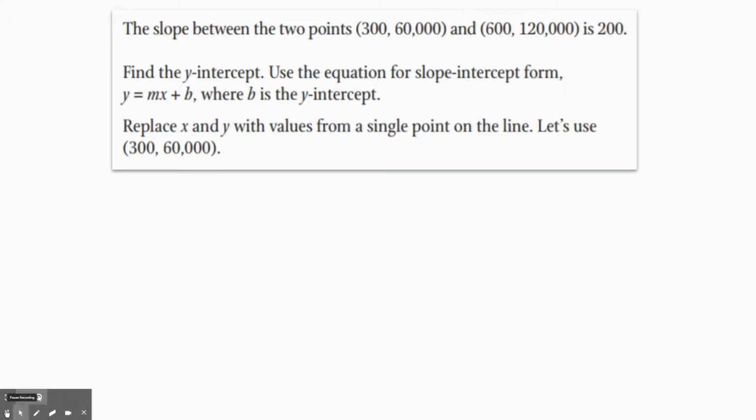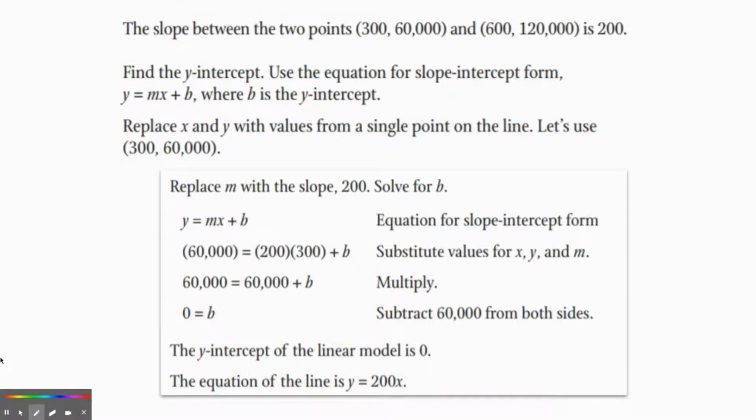To find the intercept, you take the slope, which in this case is 200, and you put it into the equation y equals mx plus b. The 200 will go in for m, that's going to be the slope. And then you're going to replace x and y with either one of the points that you chose in the very beginning. For this example, we're going to use the 300, 60,000. It's always wise to go with the smaller numbers. So we're going to put the 60,000 for y, the 200 is the slope, and then the x is the 300, and that goes right there.